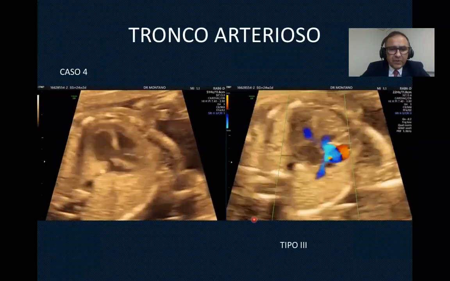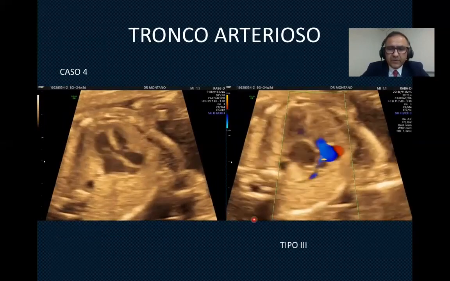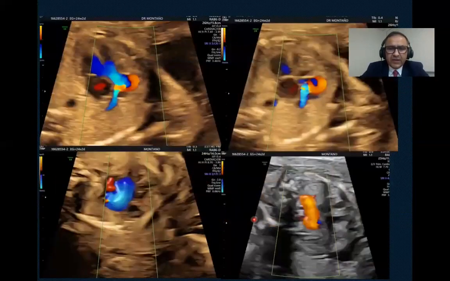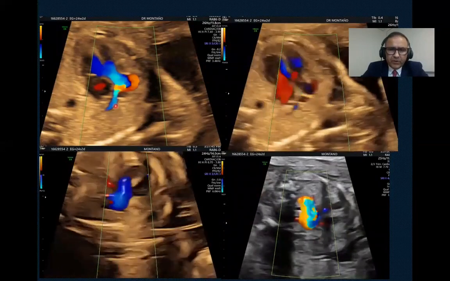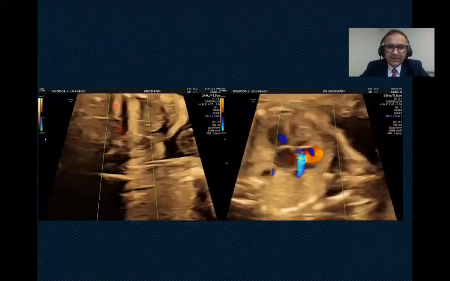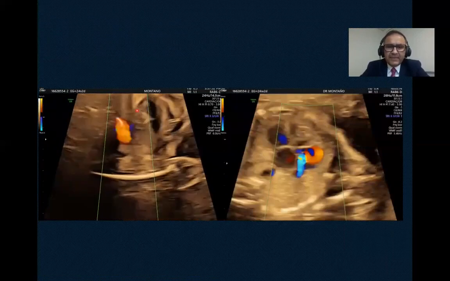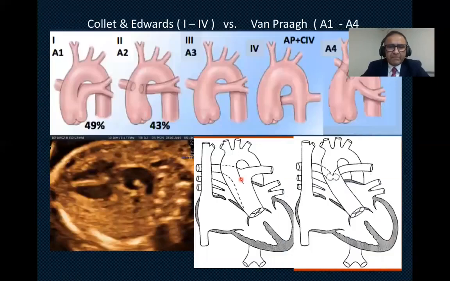Another example. In this case, suspicious for type 2 or 3 truncus arteriosus, we appreciate a single truncal vessel that immediately gives off a lateral branch with anterograde flow. We do not visualize a pulmonary artery arising at the cardiac level, as would be typical in type I. Instead, it emerges more proximally from the truncal artery itself, which is characteristic of these abnormal variants in which the pulmonary branches arise directly from the common trunk.